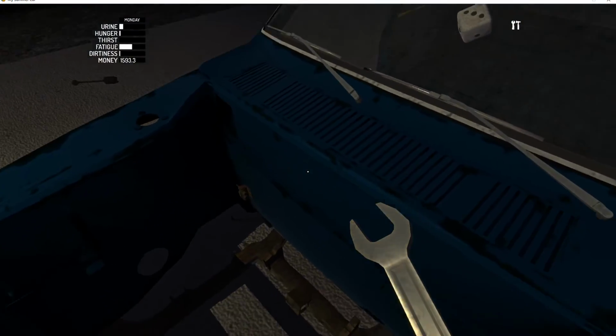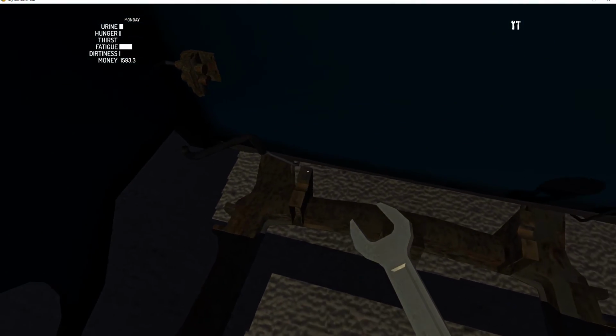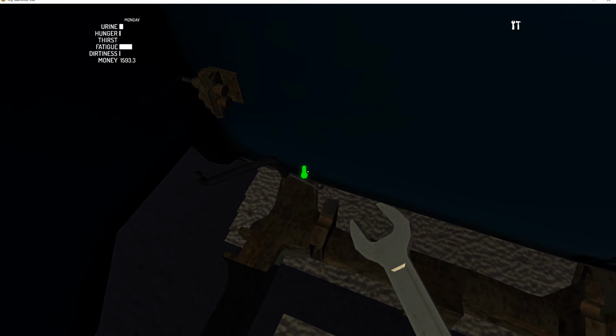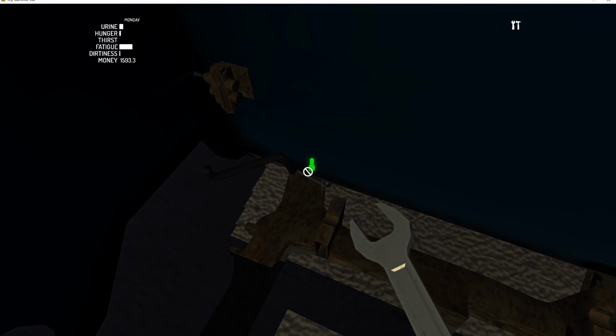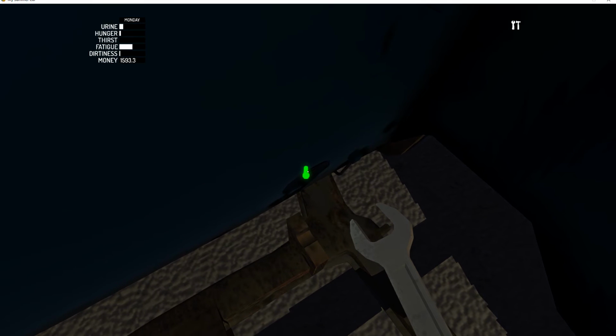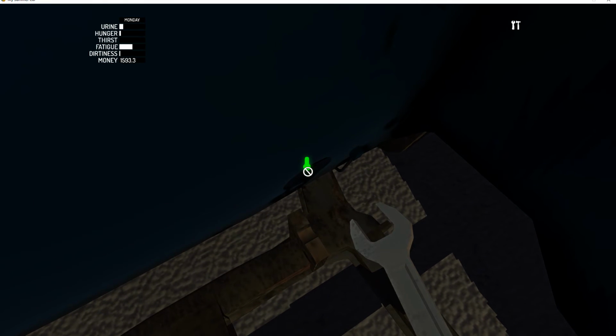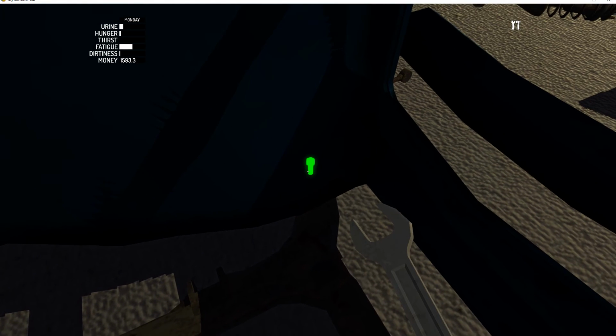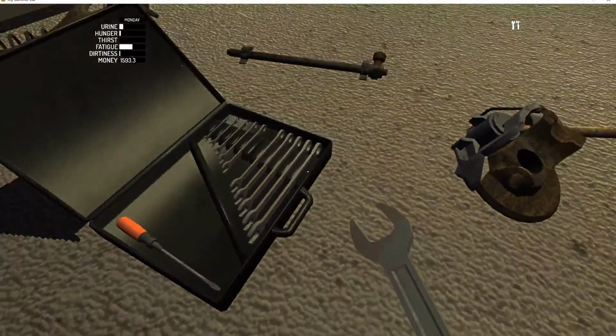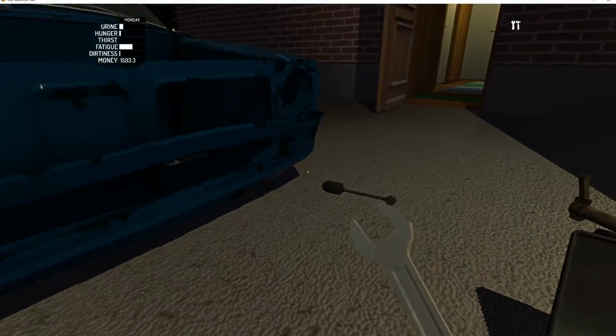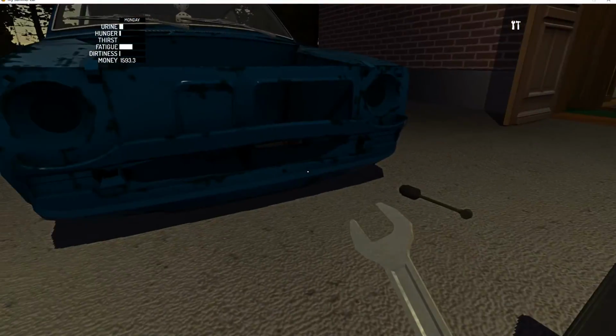Where's this one at? Let's think logistically. Here we go. Saw it right there. Screw all 4 of these in. So step 1, subframe: 4 10 bolts, or 4 bolts using your 10 wrench. So we've got that in.